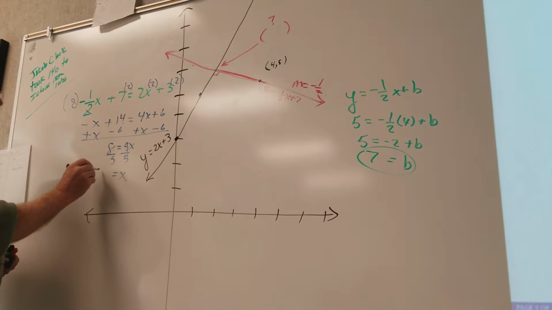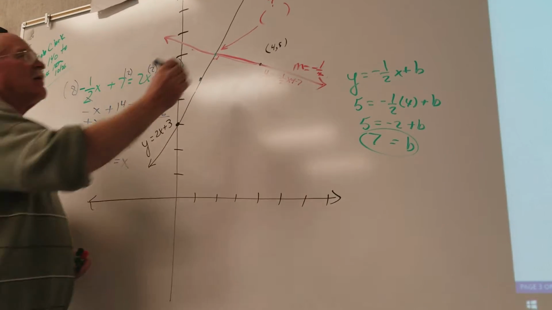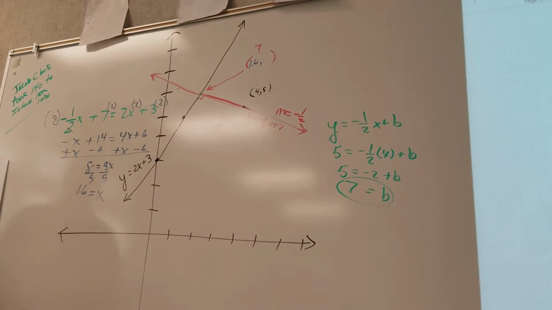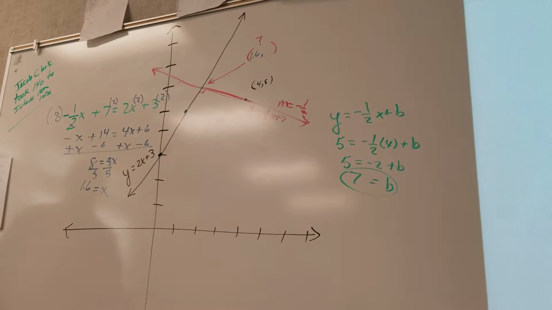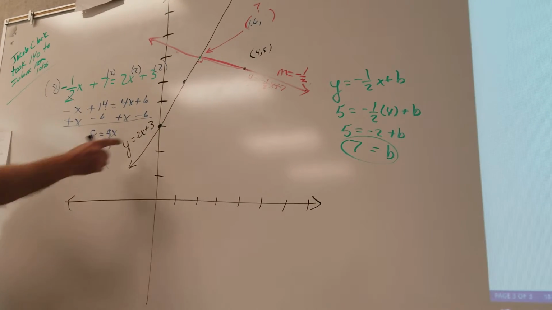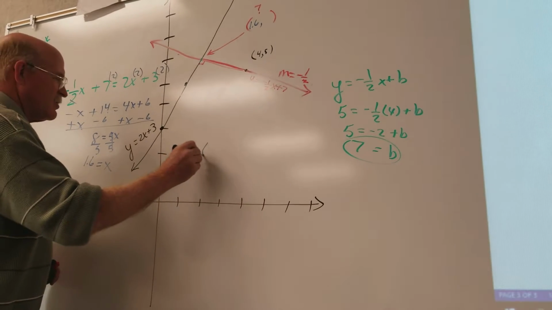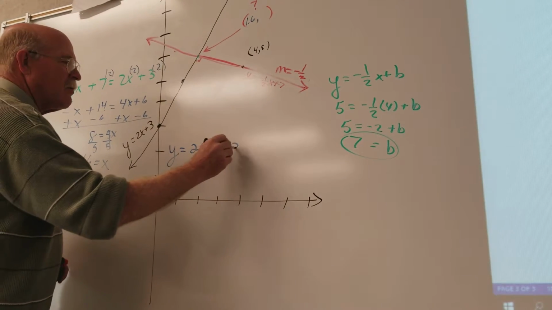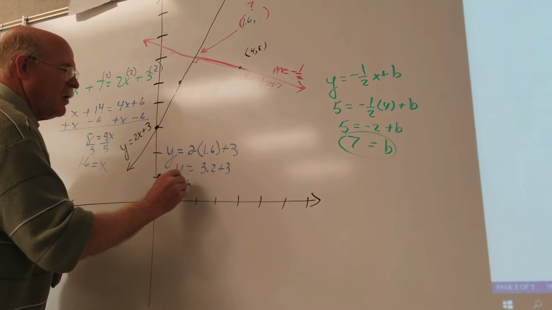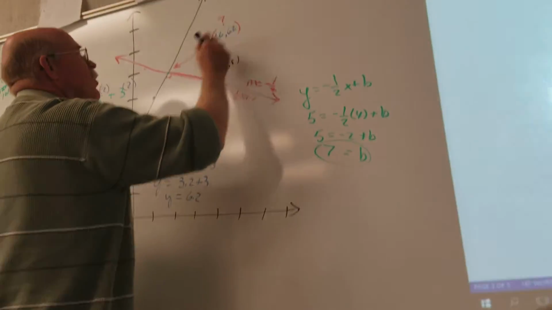And the x coordinate is going to be 1 6/10 when I simplify that. Substitute that back into one of the two equations to find y. Y is going to equal 2 times 1 6/10 plus 3. Y is going to equal 3 2/10 plus 3. Y is equal to 6 2/10. I have found the coordinates of that point.